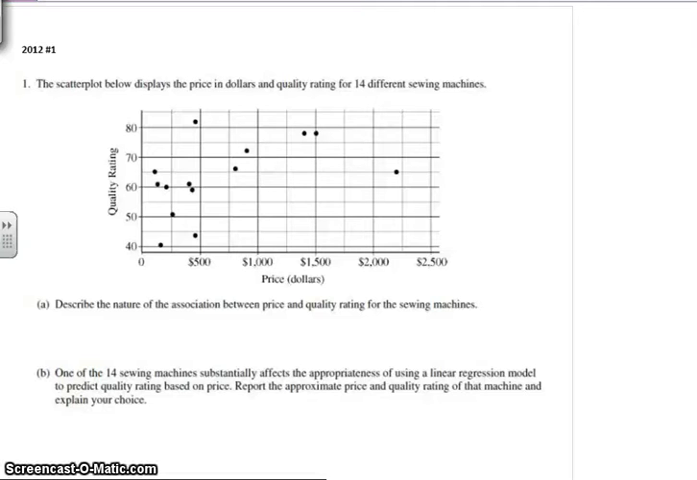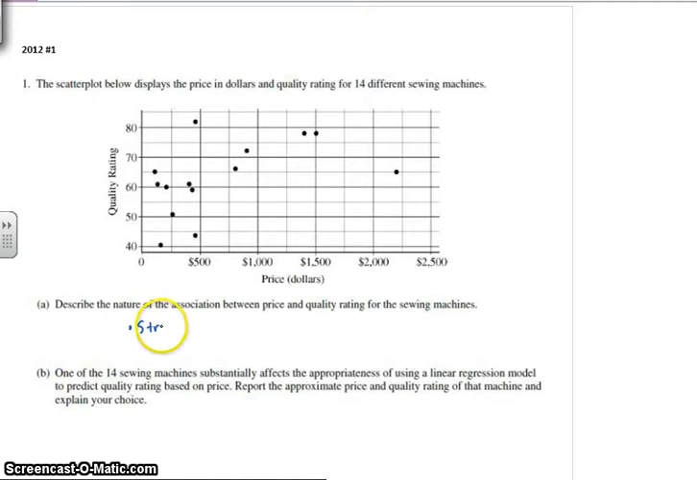All right, this one's 2012, number 1. It's some questions about a scatter plot, about looking at the quality rating of sewing machines versus the price. And so we have a scatter plot here, and part A just says describe the nature of the association between the price and the quality. So in order to get full credit for this part, you had to describe 3 things.